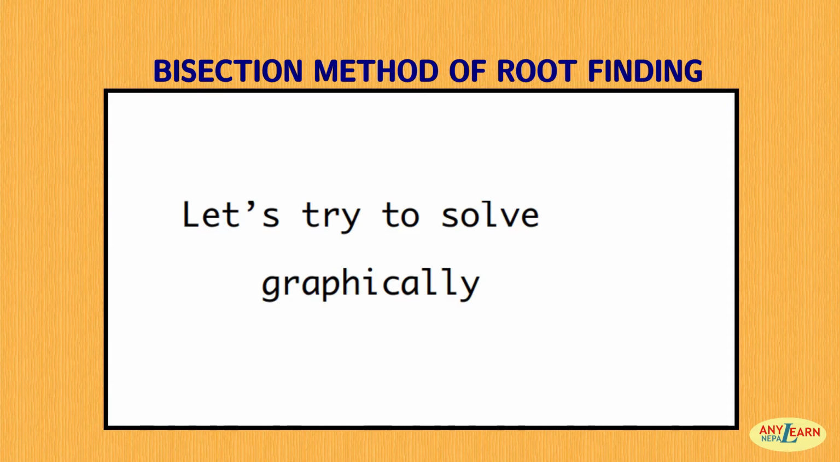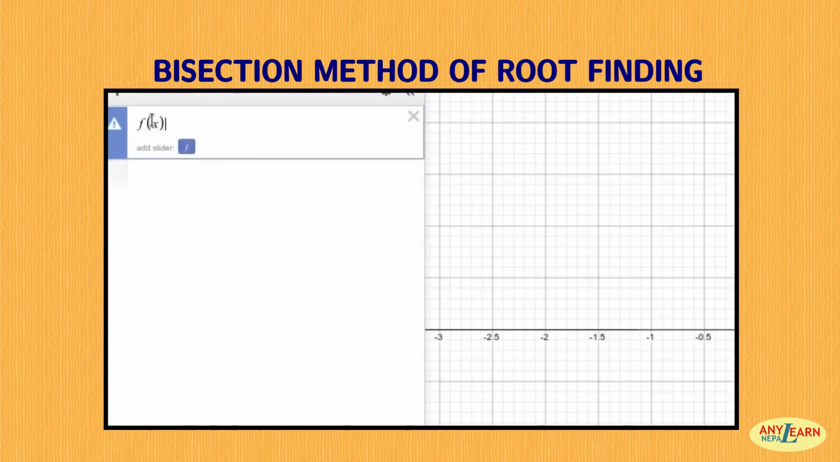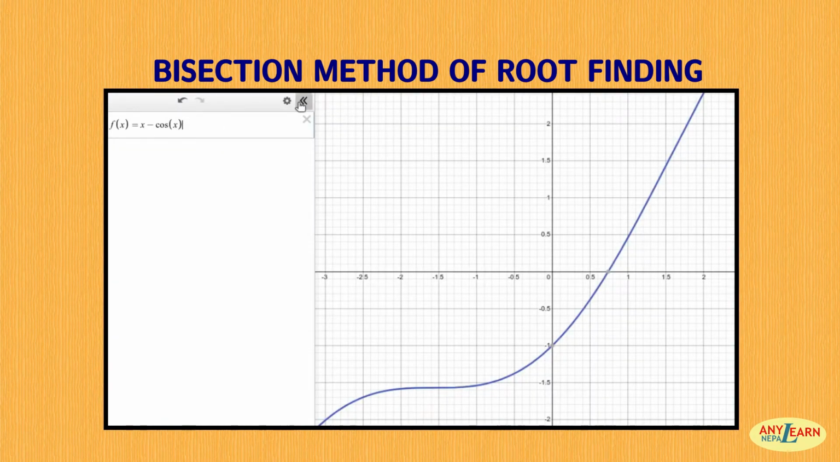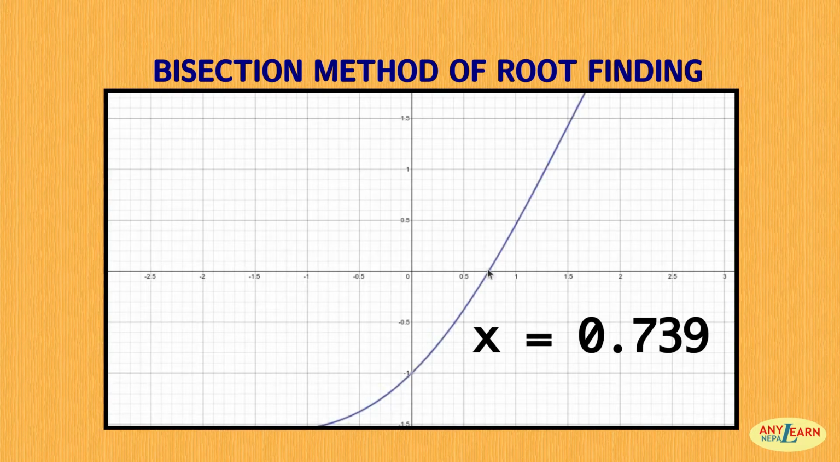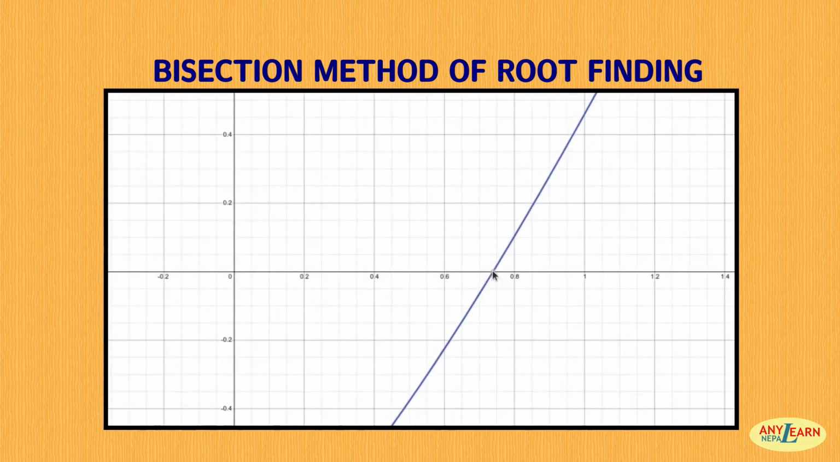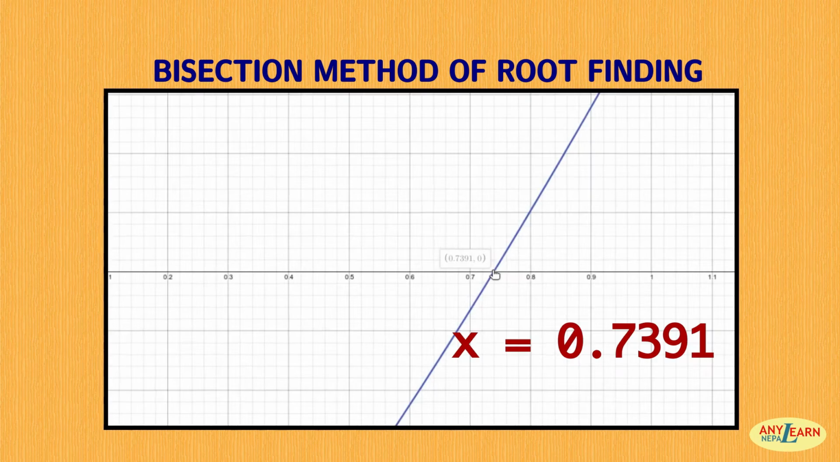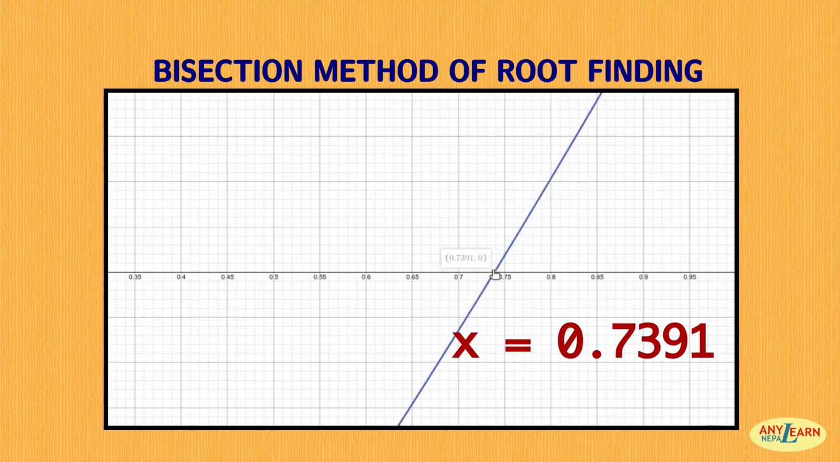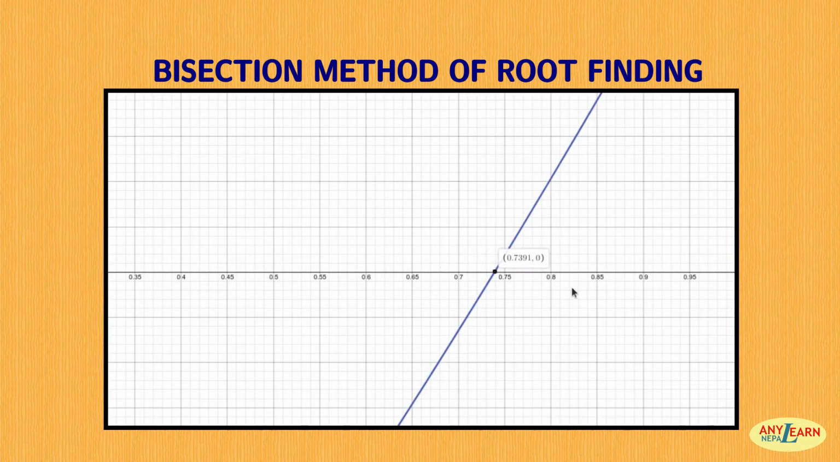Let's try to solve it graphically then. Plotting f(x) = x - cos x on the graph, we get the curve, and this curve cuts the x-axis at x = 0.739. So this is the root of this function. But this value has only 3 significant digits. Let's zoom in and try to get more digits. Now the root is 0.7391. We increased its precision by 1 digit more. So using a good graphical interface, we can find the root easily.